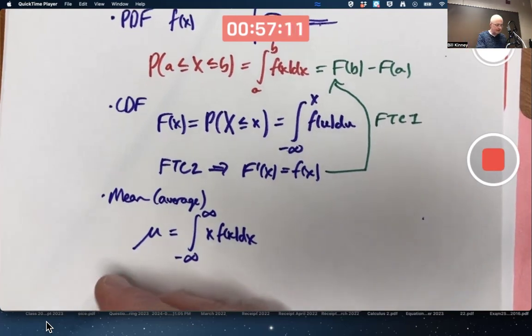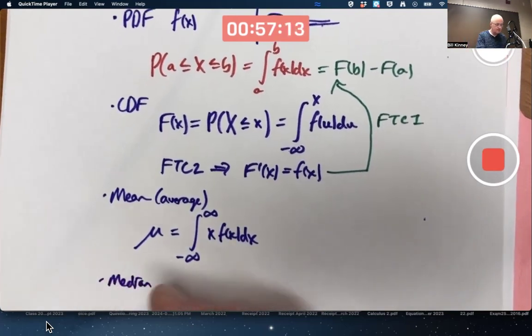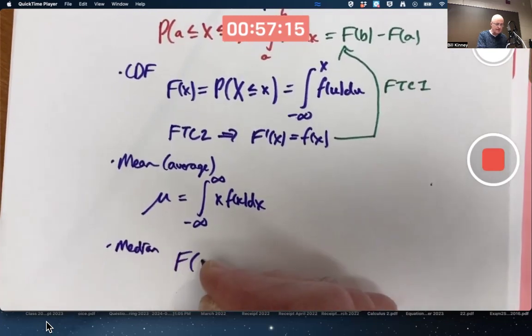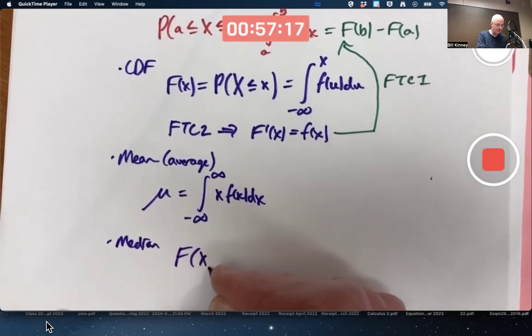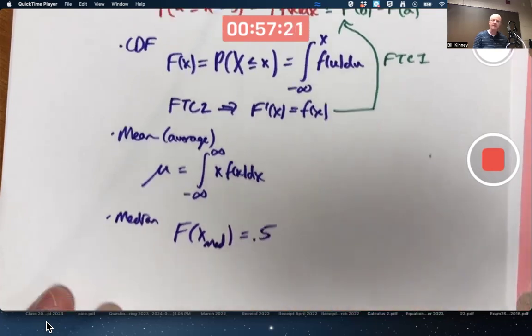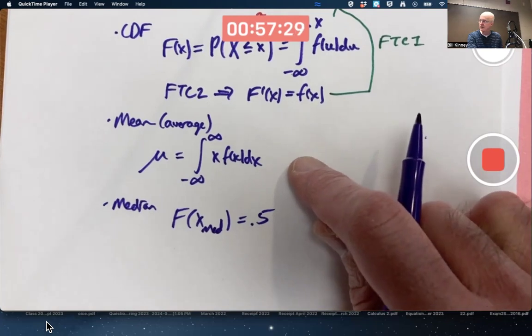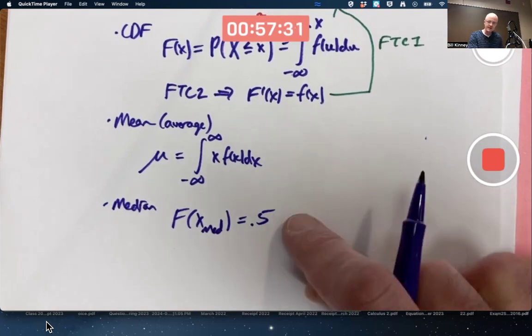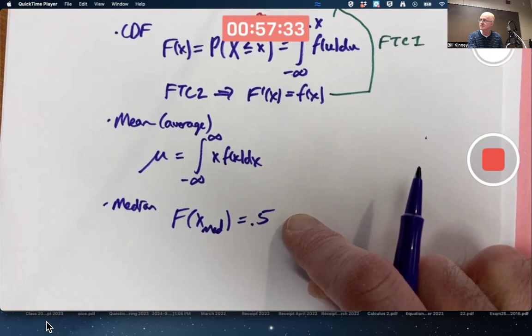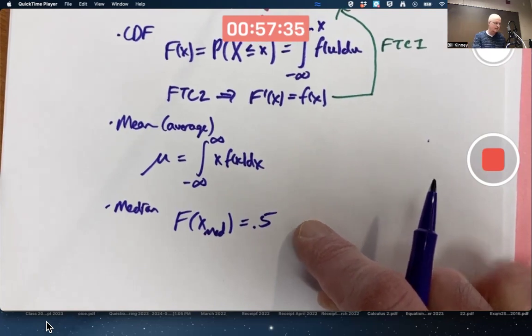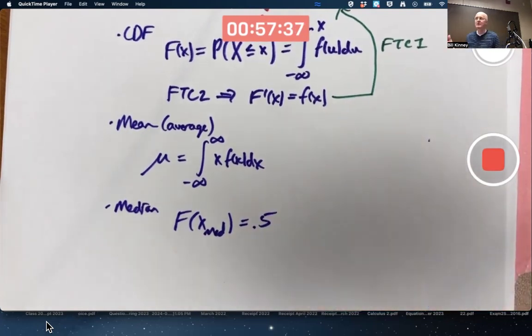The median is another measure of center. It's where the CDF takes on a value of 0.5. So F of x sub med equals 0.5 is the condition to be the median. To find it, you'd have to solve that equation. Here you'd have to do an integral. Here you'd have to solve an algebra equation. But then we applied this, of course, to these warranty problems and these lifetimes.